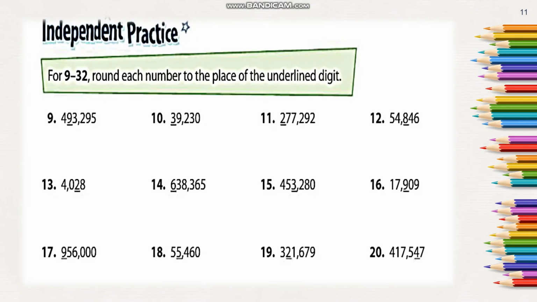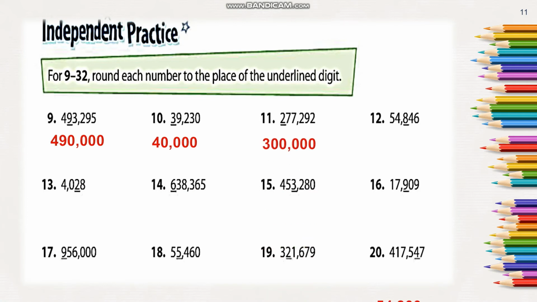Now, it's your turn. If you want to pause the video, pause, then answer. Round each number to the place of the underlying digit. Number 9, the underlying digit is 9. So the answer is 490,000. Number 10, 40,000. Number 11, 300,000.